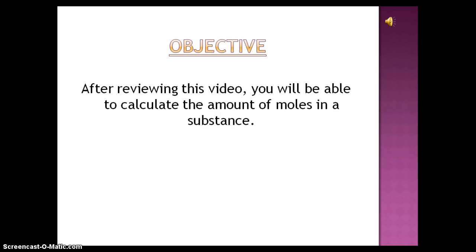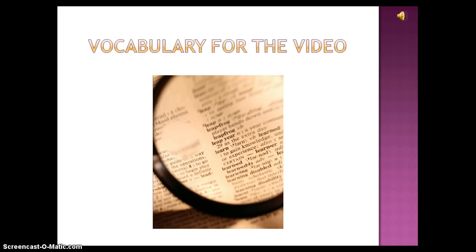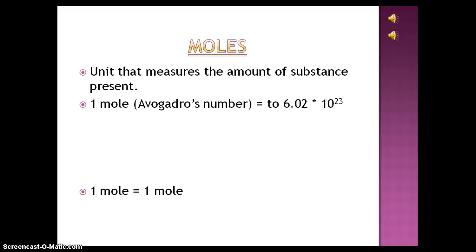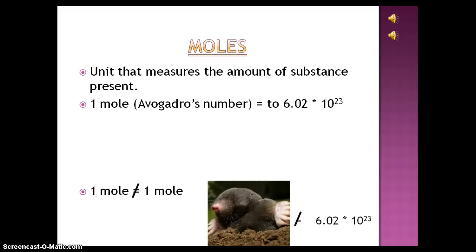amount of moles in a substance. Vocabulary. Moles: unit that measures the amount of substance present. 1 mole, Avogadro's number, is equal to 6.02 times 10 to the 23rd. Now kitties, 1 furry mole does not equal 6.02 times 10 to the 23rd.